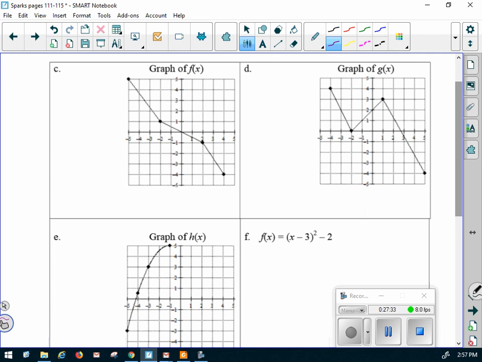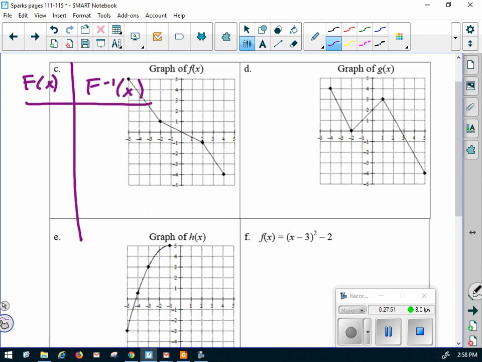Now, what you're going to do is what the author said to do in that big list up here. Let's do it like this: f of x and f inverse of x. Let's write a list of the points that are on f of x. So what have we got? Negative 5, 5, negative 2, 1, 2, negative 1, and 4, negative 4.